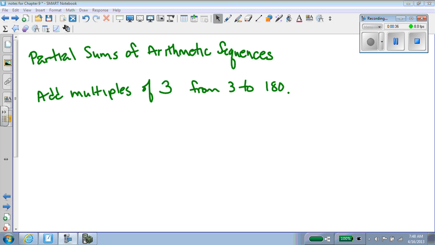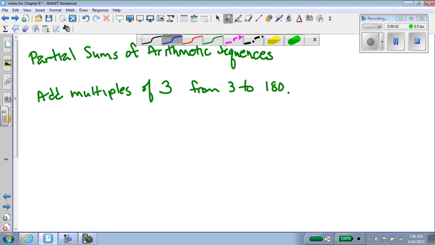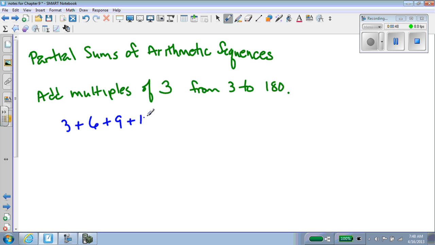So add the multiples of 3 from 3 to 180. Okay, so the multiples of 3 would be 3 plus 6 plus 9 plus 12 plus etc. And at the end of the line, we'd have 180, 177, 174, right? The multiples of 3. I could just start to add those up. Well, I don't even have all of them listed, but I could try and add them up.